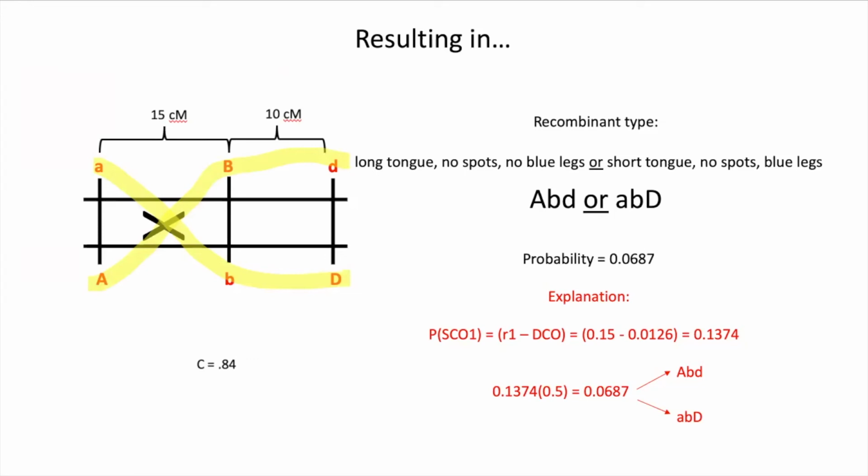We obtain this by using the formula for the probability of a single crossover event at R1, which is R1 minus the value for the probability of a double crossover event, which we calculated previously. Once we plug our numbers in, we get 0.1374. That times 1/2 is the probability for either gamete.